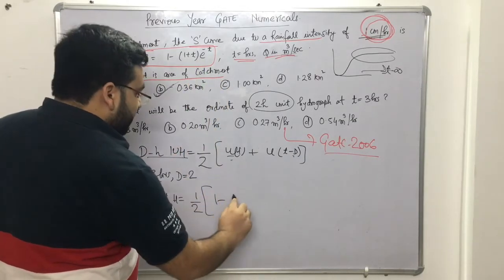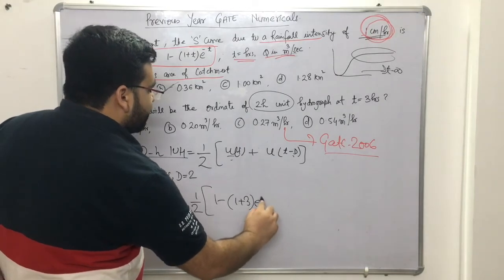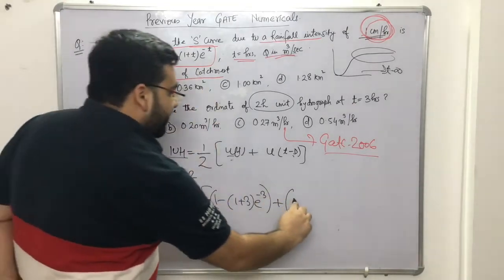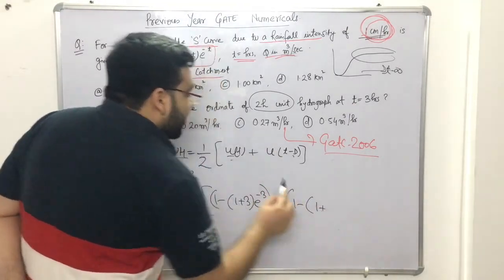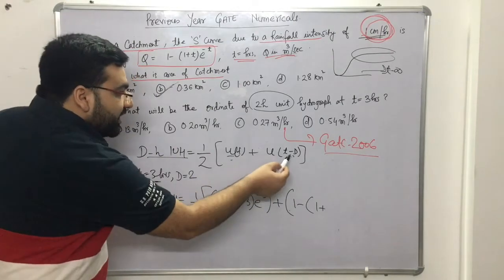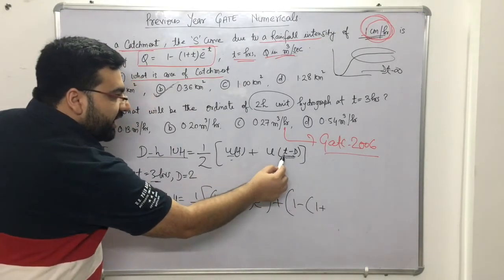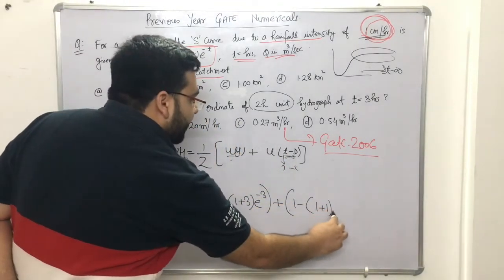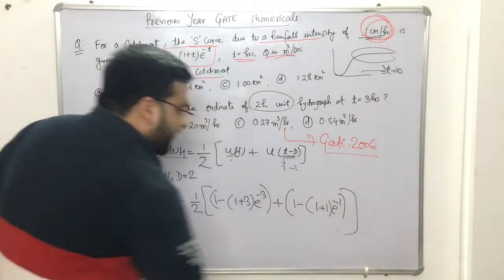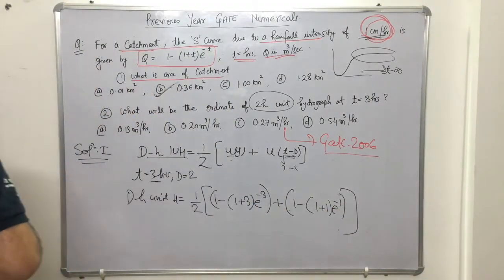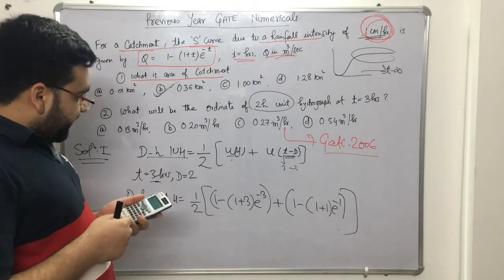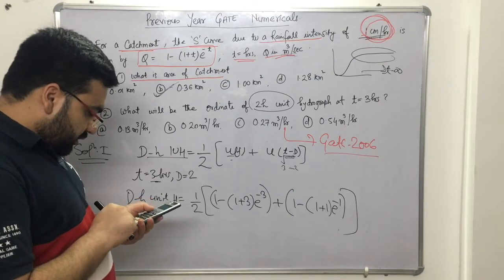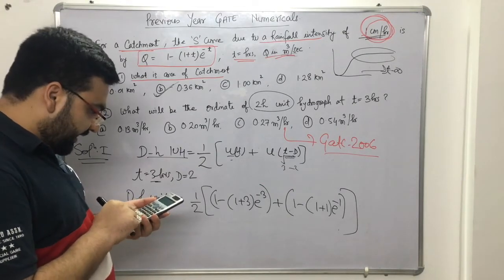So 1 minus (1 plus 3) e raised to the power minus 3, plus 1 minus (1 plus, now what will be this t? So this t will be equal to t minus D. What is t? t is 3 and D is 2. 3 minus 2 is 1. So that will be 1 minus (1 plus 1) e raised to power minus 1. Clear? So now what will be the answer? Let me calculate. So it will be 1 minus 4 into e raised to the power minus 3.